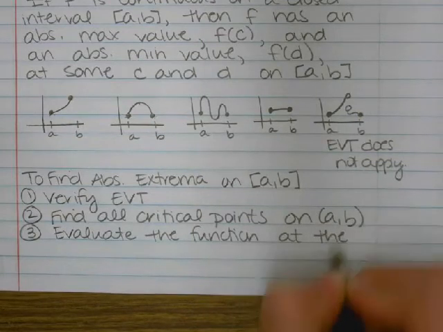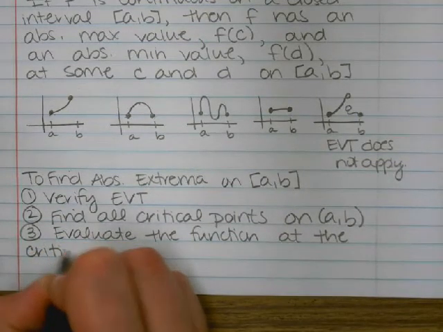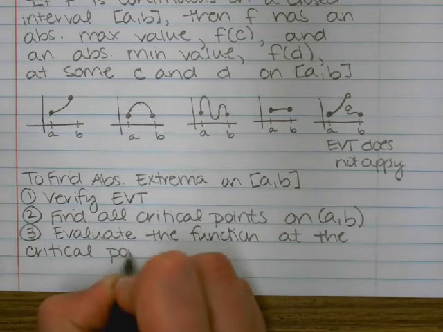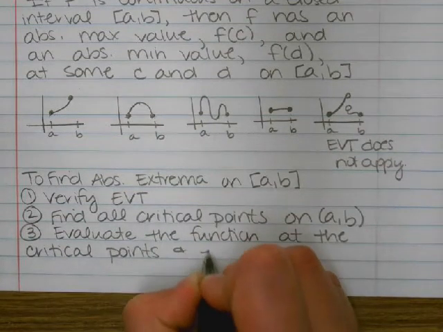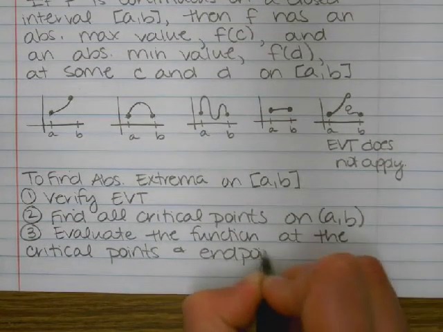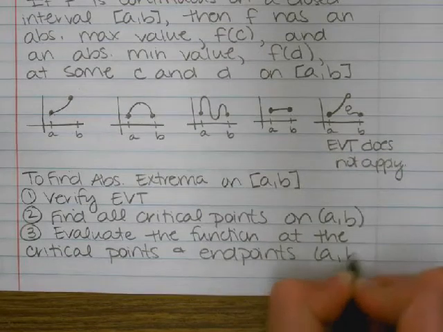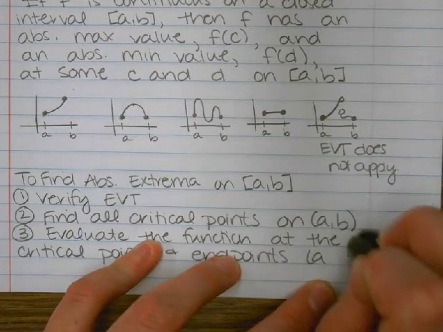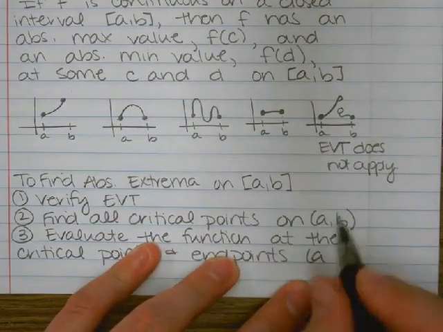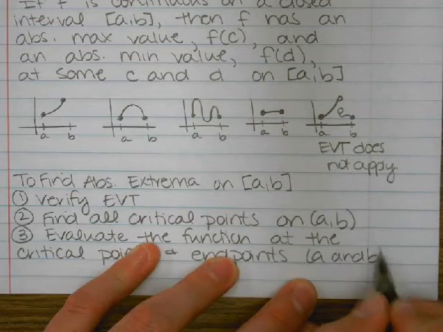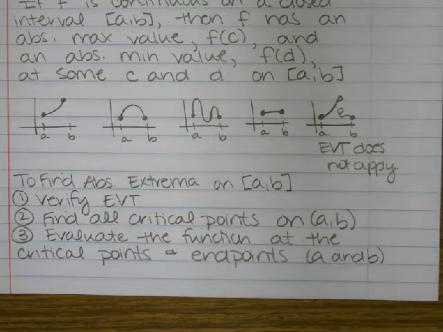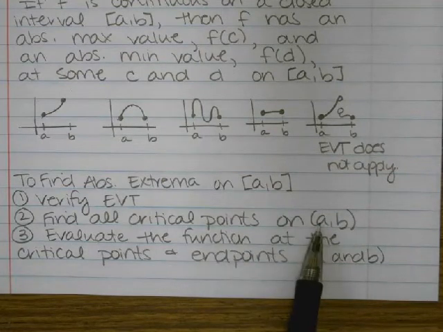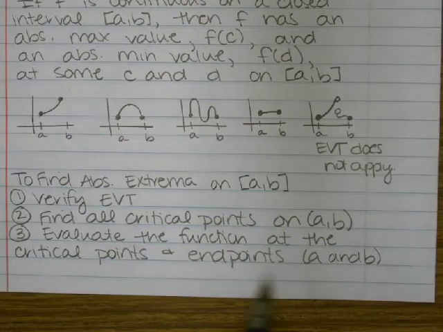Third, we want to evaluate the function at the critical points and the endpoints, and the endpoints are A and B. I should not write it like that, that's confusing. So that's partially why in number 2, when we find our critical points, we don't care what's happening at A and B because we already have to use those anyway. So we evaluate the function.